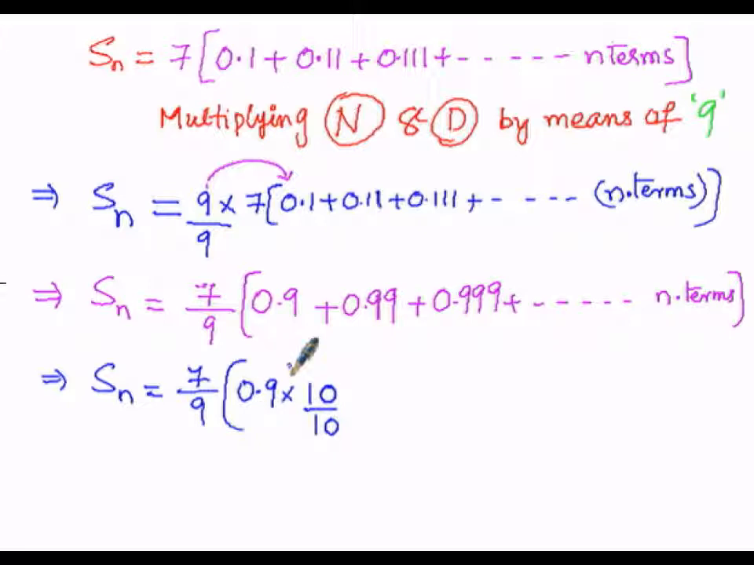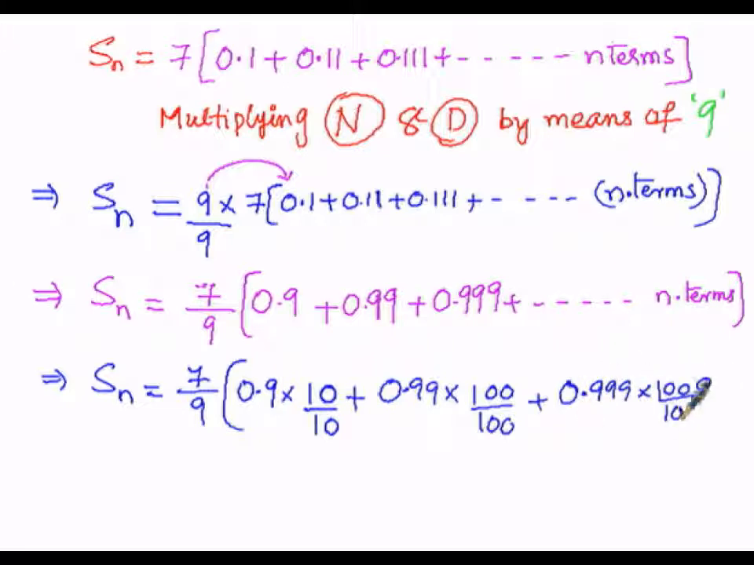Plus in the same manner, there are 2 digits after the decimal in 0.99. In order to remove this decimal I have to multiply with 2 zeros followed by 1, that is 100 in the numerator and 100 in the denominator. Plus 0.999, in order to remove this decimal, there are 3 digits after the decimal, so I have to multiply 3 zeros followed by 1, that is 1000 in the numerator as well as 1000 in the denominator, plus dash dash, so here there are n terms in it, bracket close.